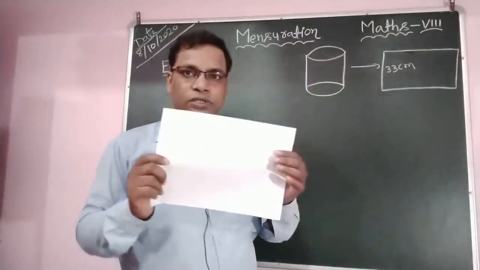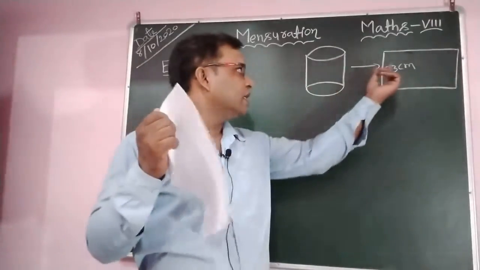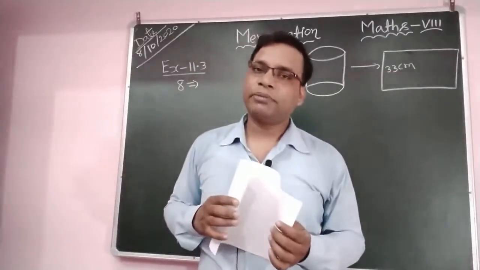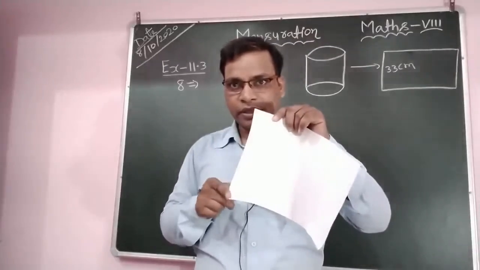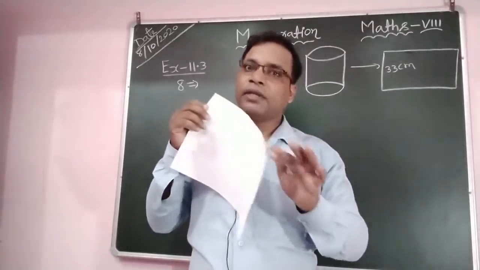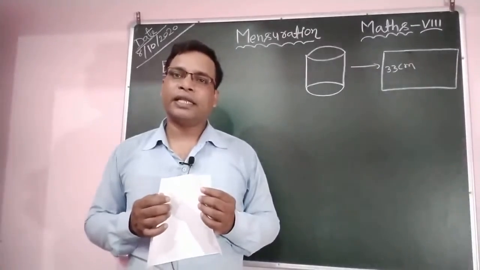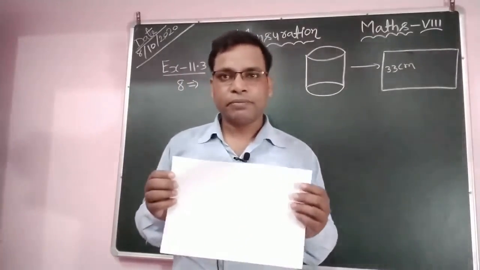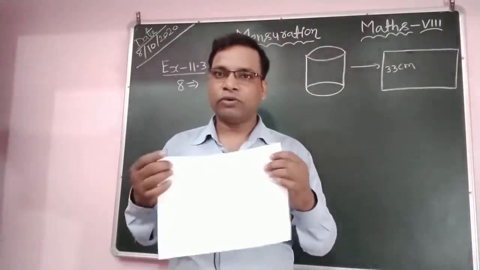So what is its height? You can see this height is the breadth. Sorry, this is its length. We need to find the perimeter of the rectangular sheet. The width of this sheet is 33 centimeter. This is given. We need to find this length, because you know very well the perimeter of a rectangular sheet is 2 into (length plus breadth). Here breadth is given, 33 centimeter. So what is the length?